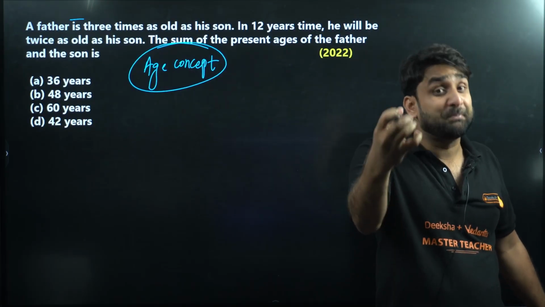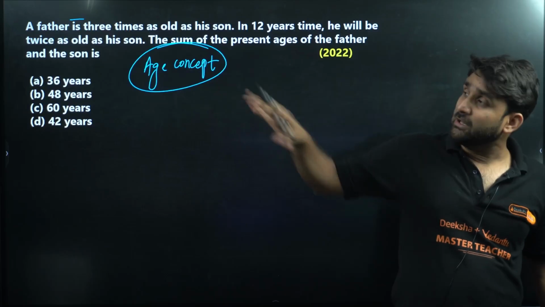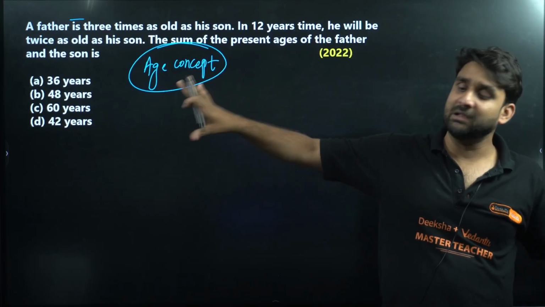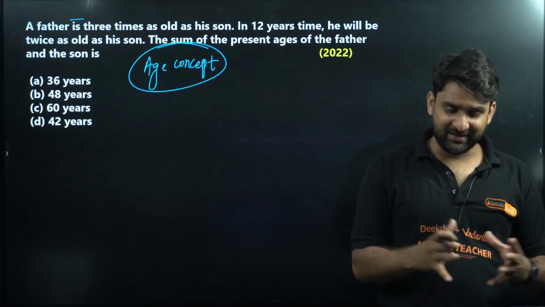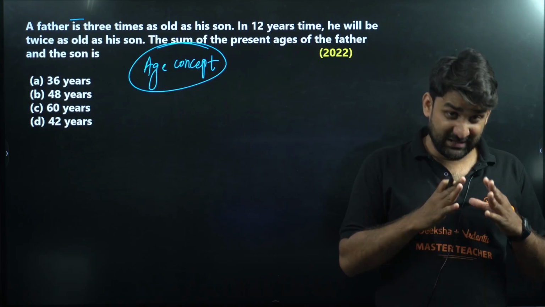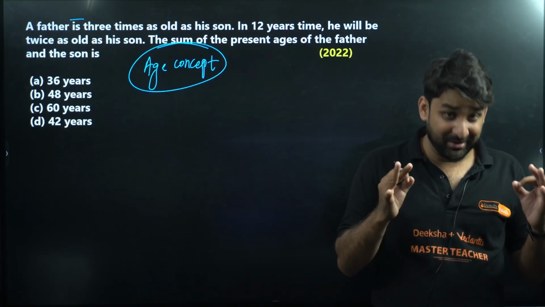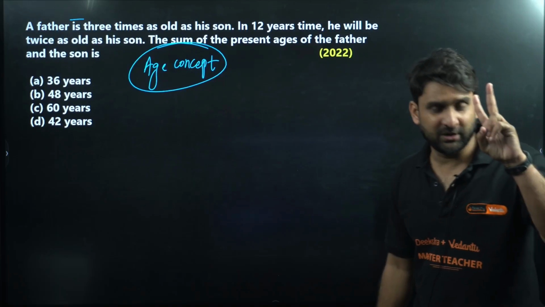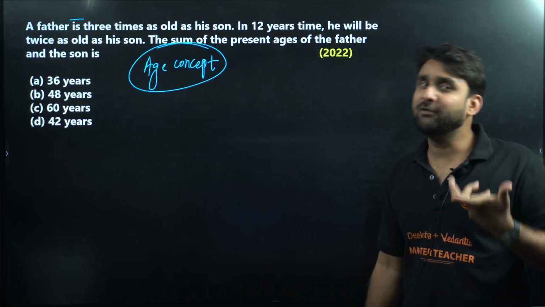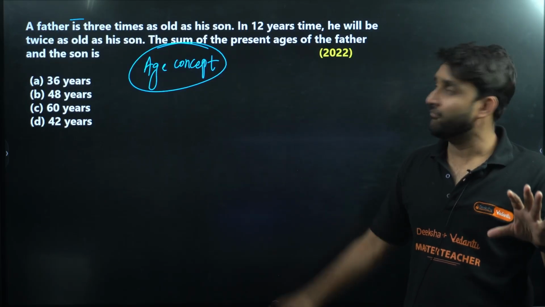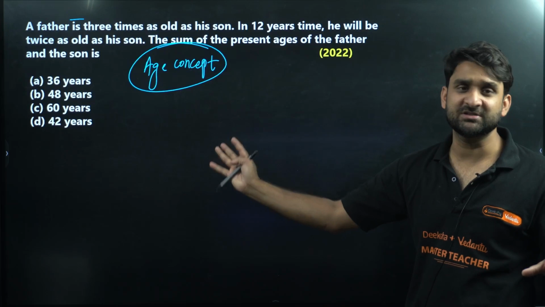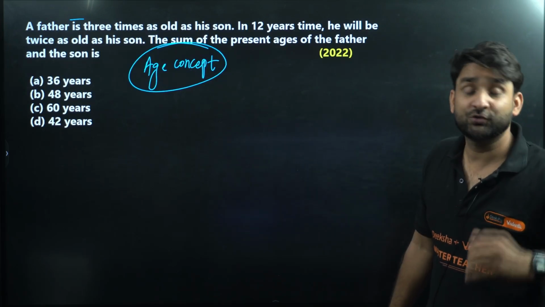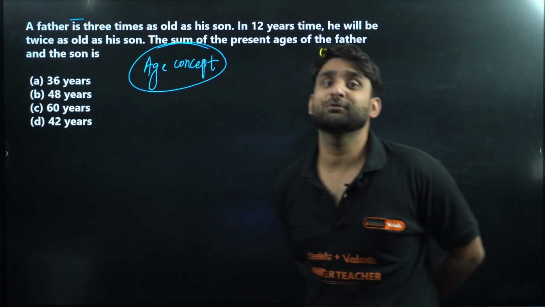So to do the age type questions, always make sure to suppose the present ages first. Then only you can solve the questions mathematically, otherwise you cannot. So whenever an age type question comes up, please make sure to suppose, assume, imagine the present age. In these questions, there are two individuals, father and son, and we don't know the present ages. We have some conditions, but we don't know the present age. So what we need to do here? Please suppose their present ages.